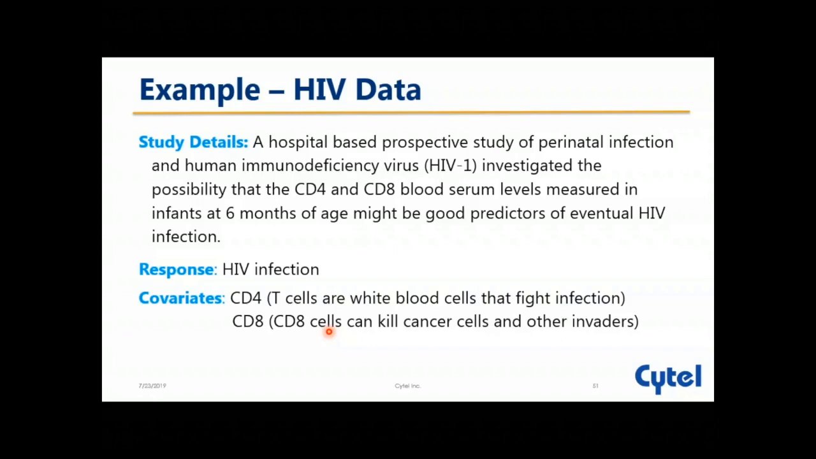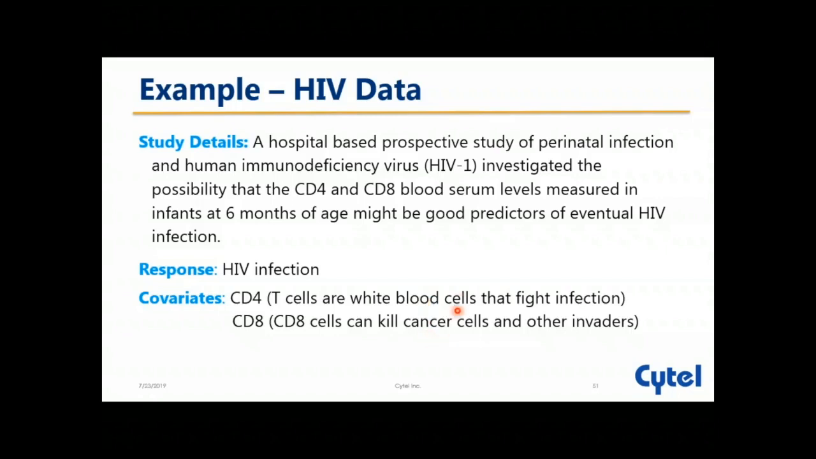And for that analysis, the covariates that are used are blood serum levels of CD4 and CD8 serum. CD4 are the white blood cells that fight infection, and CD8 are also white blood cells that kill cancer cells or other invaders or fast-growing cells.